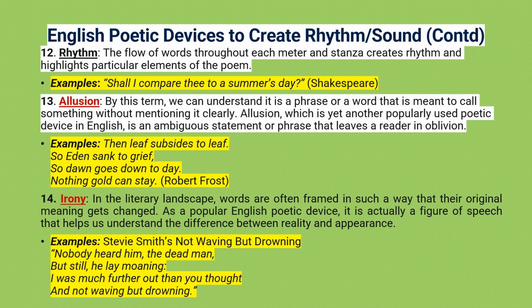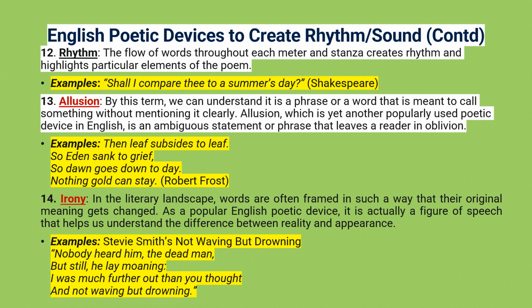So in this slide, we are going to discuss rhythm, allusion, irony. Rhythm: the flow of words throughout each meter and stanza creates rhythm and highlights particular elements of the poem. Now then, what is allusion? By this term, we can understand it is a phrase or a word that is meant to call something to mind without mentioning it clearly. Allusion, which is yet another popular poetic device in English, is an ambiguous statement or phrase that leaves a reader in oblivion.